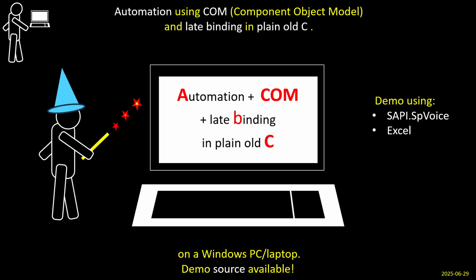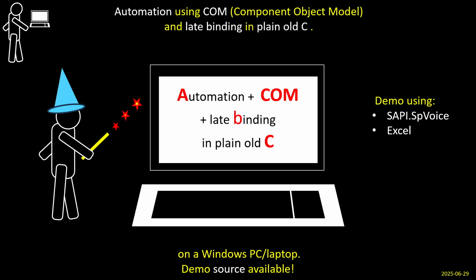In this video we're going to look at automation using COM, Component Object Model, and late binding in plain old C. It'll all run on a Windows PC or laptop, and the demo source is available online. I'll show you where in a few minutes' time.